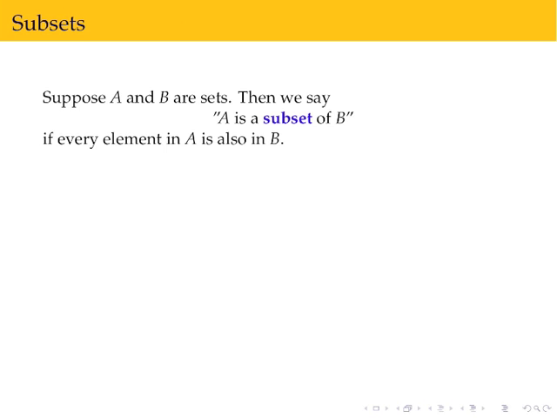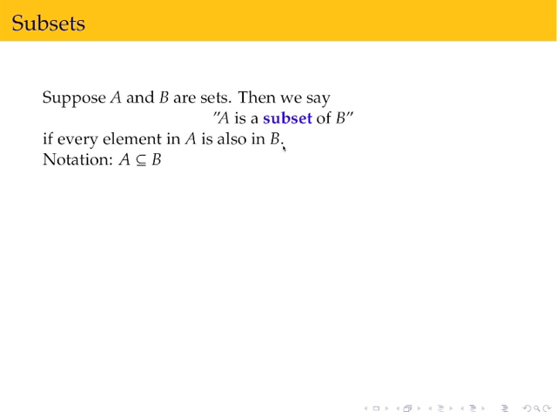Next, we're going to talk about subsets. A subset is a set that has all of its elements in, well, another set. You always have to have two sets to talk about a subset relationship. So A is a subset of B if everything that is in A is also in B.